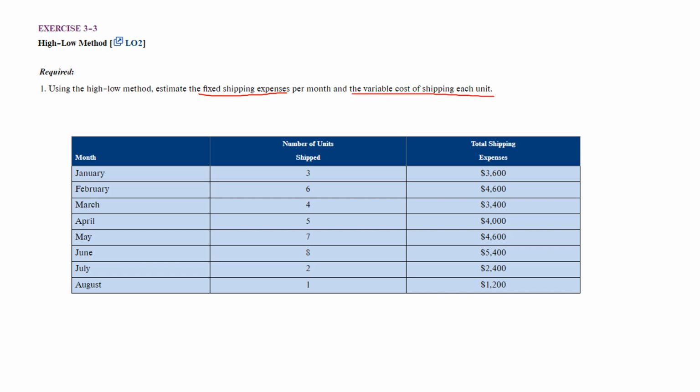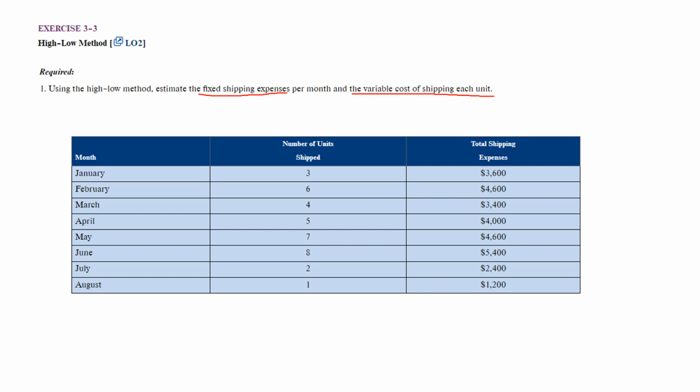So the high-low method, if you remember, the first step we have to do is establish our highest level and our lowest level data points. So here our data points are the months of the year, and in each one we have a different number of units shipped, and we have a different number of total shipping expenses.